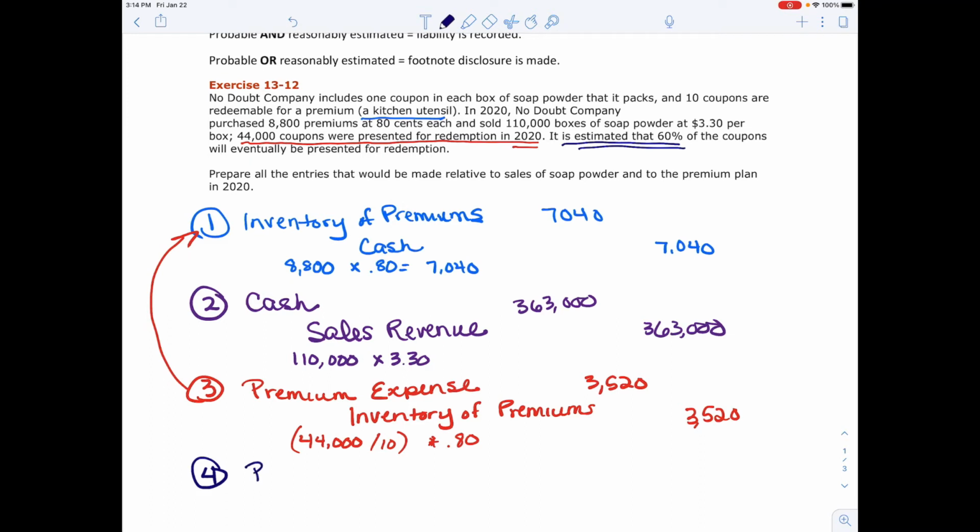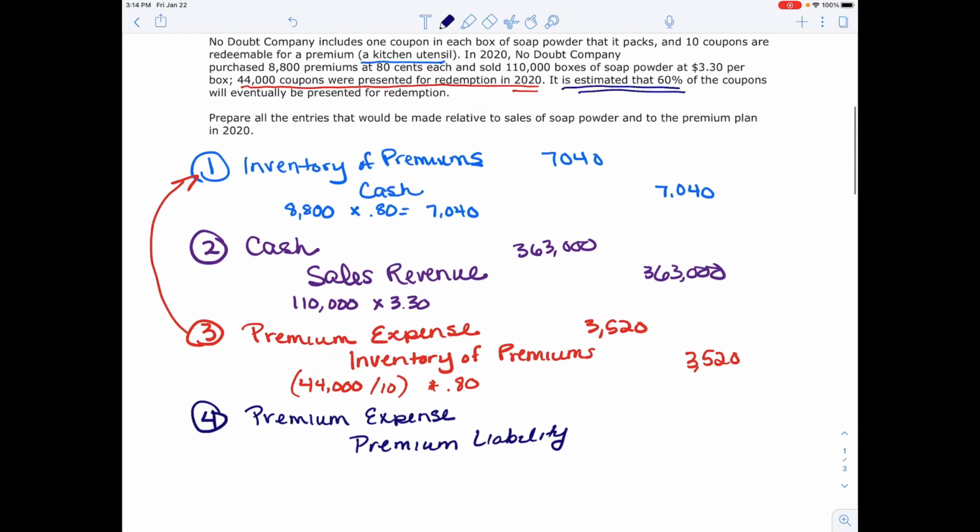So again, we're debiting that premium expense so we can get that on the books in the same year. We're going to credit our premium liability. So therefore, if any of these get turned in later that were not for this year, we would reduce that liability. Now we got to figure out the amount that we need to record for this liability.